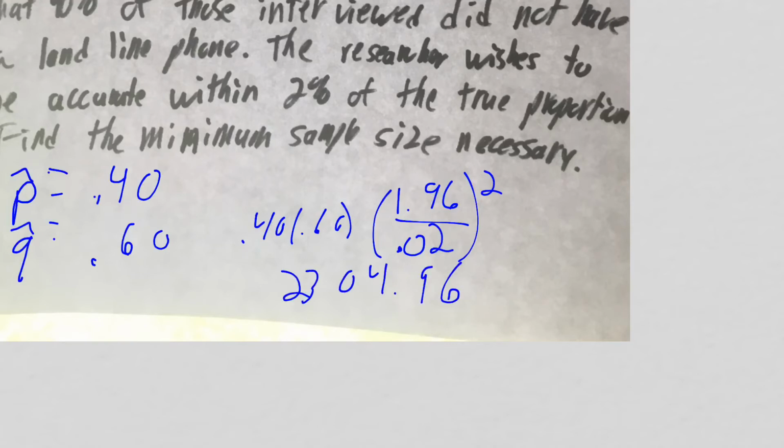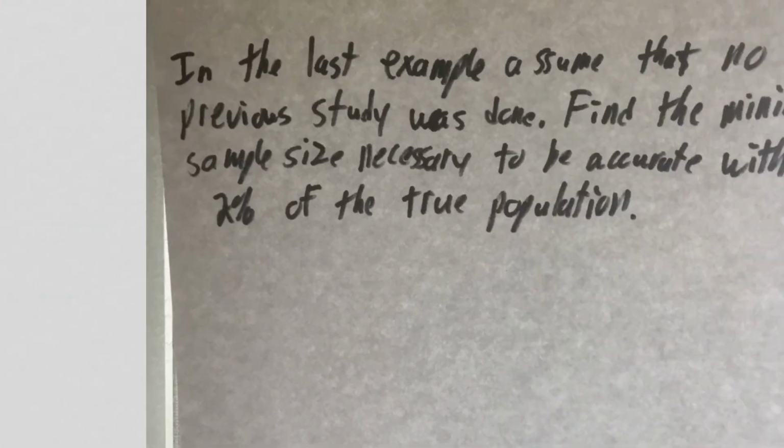2,304.96. Being that we're talking about a sample size, that would be people, we have to have a whole number. So it doesn't matter if it's 0.1 or 0.9, this would still round up to 2,305 people. So these answers are going to be whole numbers, not decimals.